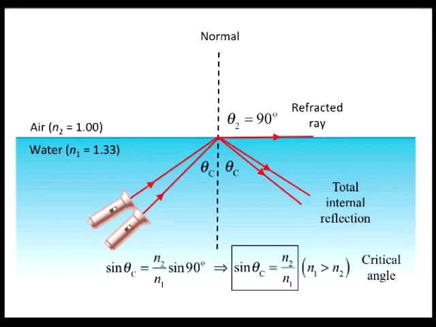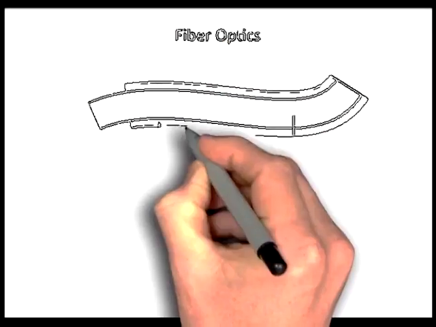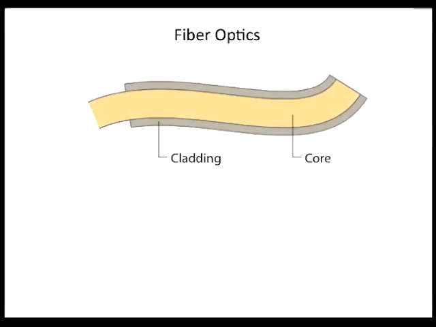An important application of total internal reflection occurs in fiber optics, where thin threads of glass or plastic, called optical fibers, pipe light from one place to another. Here we show a typical optical fiber that consists of a cylindrical inner core that carries the light and an outer concentric shell called the cladding.